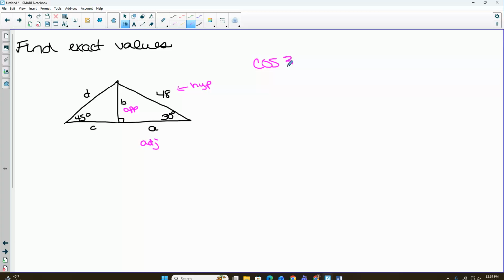So the cosine of 30 equals A over 48. What is the cosine of 30? So my hand trick. 30 degrees, cosine's radical 3 over 2. Multiply our 48. 48 divided by 2 is 24, so we get 24 radical 3.